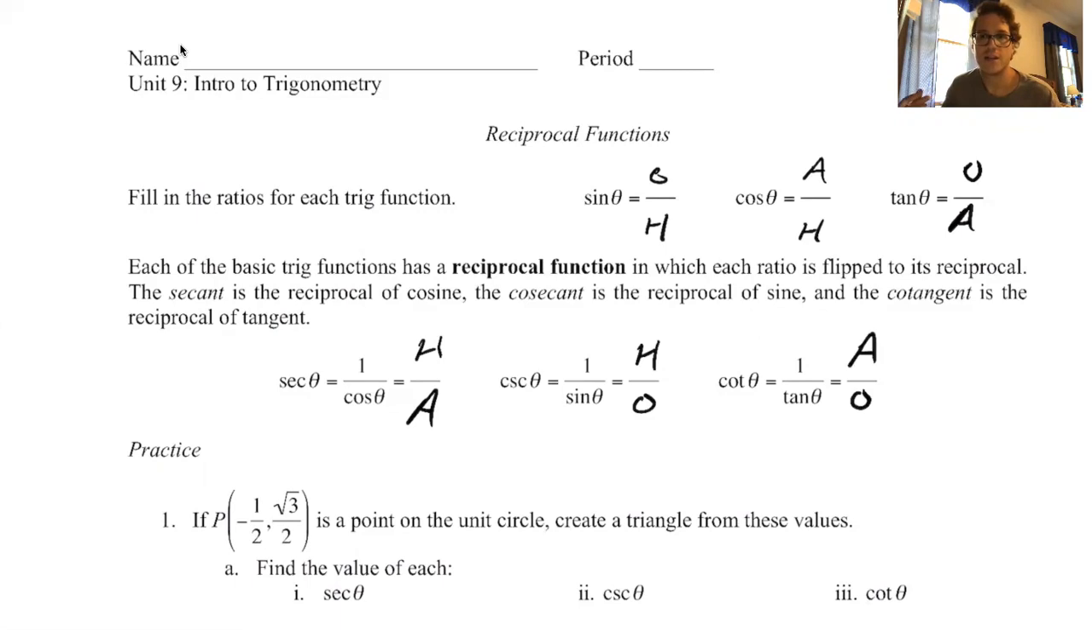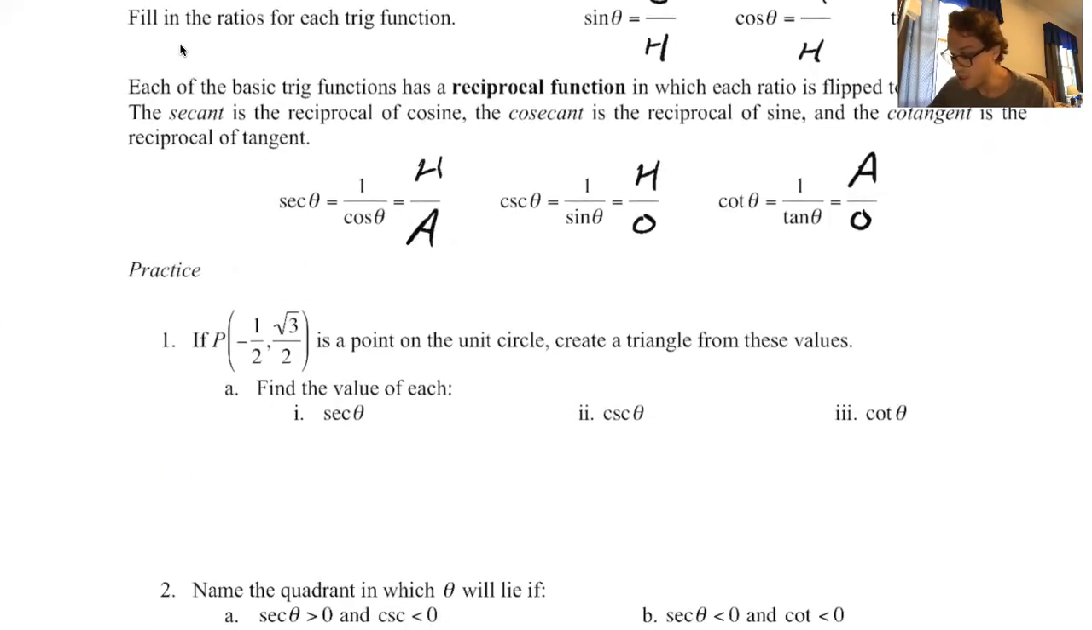So our process for finding these, if you notice, this whole unit's really building on little pieces, where each lesson really just adds one extra piece from the lesson before. So if we want to find the value for any of our reciprocal trig functions, we need to first know the value of our regular trig functions, and then we just flip them, right? So if P is the point -1/2, radical 3 over 2, a point on the unit circle, we want to create a triangle from these values here.